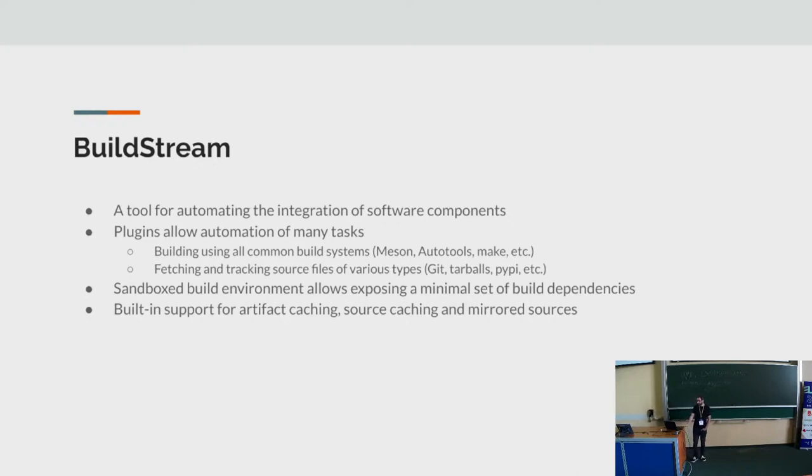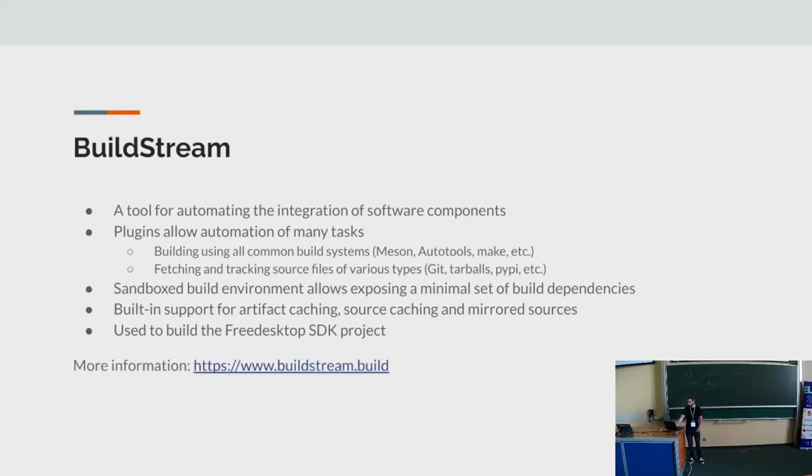It also allows mirroring of sources. So for the fetch operation, sometimes some website which hosts a tarball that you need is not going to be available. And if you have a mirror set up, then it will be. And BuildStream is used to build the Freedesktop SDK project. Basically, the entire software stack of Freedesktop SDK is defined using BuildStream elements. It has a website you can see for more information about it.